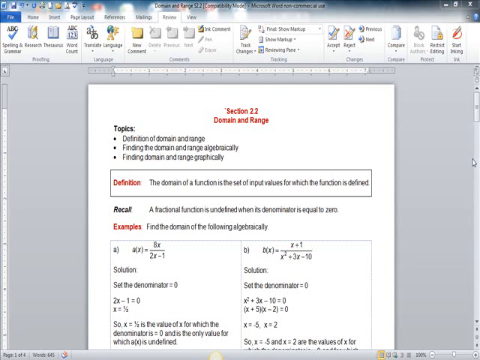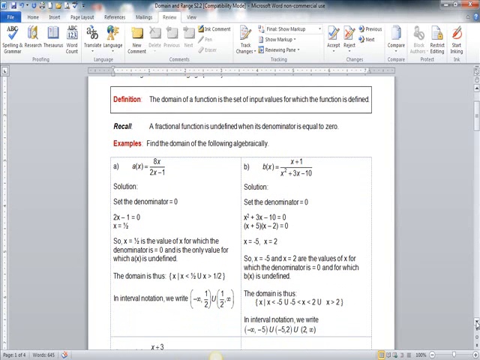So recall from your past math that a fractional function is undefined when its denominator is equal to 0. And so the legal values for a fractional function are all of the values that do not make the denominator 0, assuming there are no other issues in the function. So let's take a look at a couple of examples.